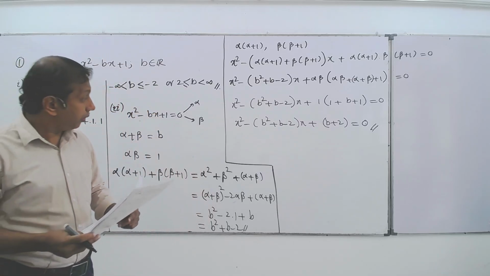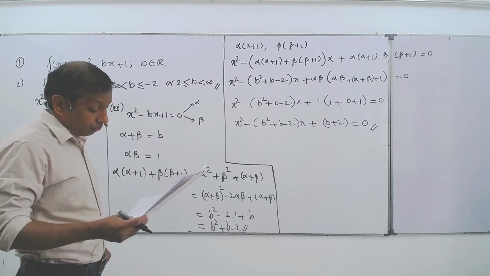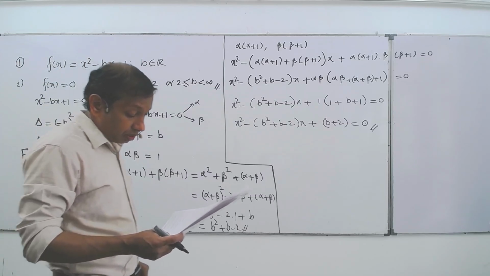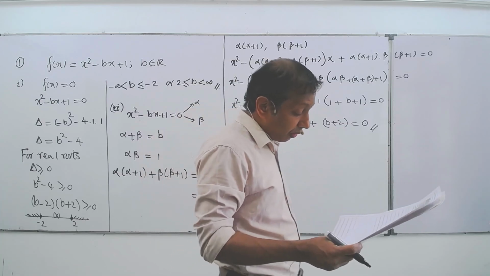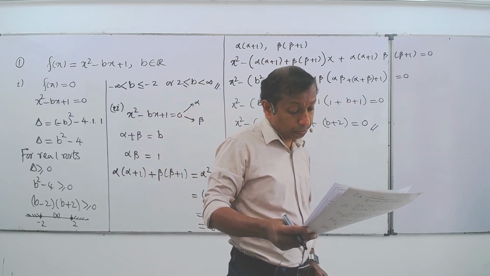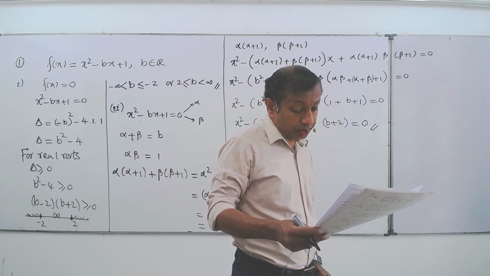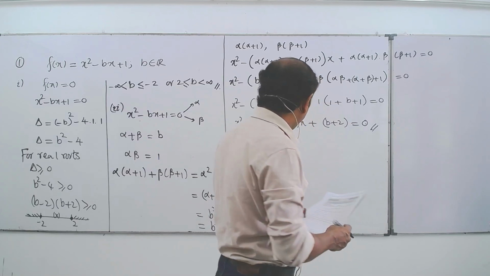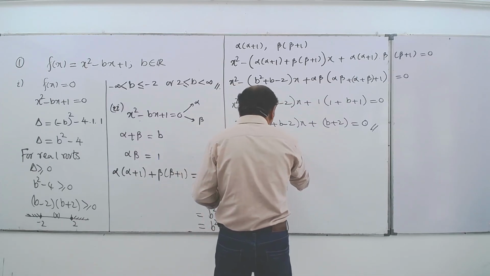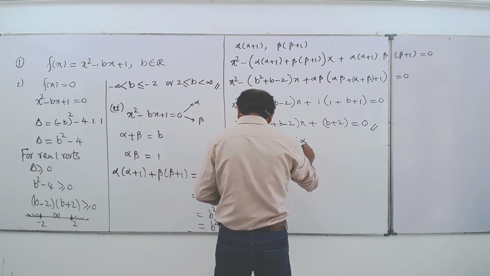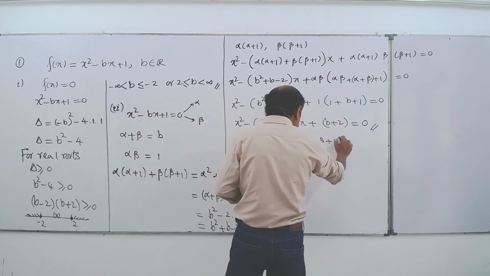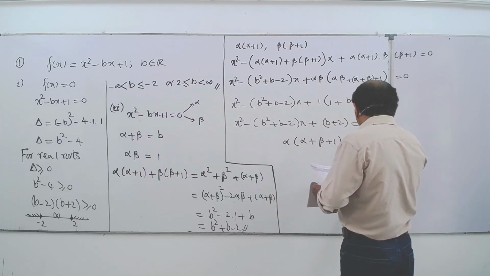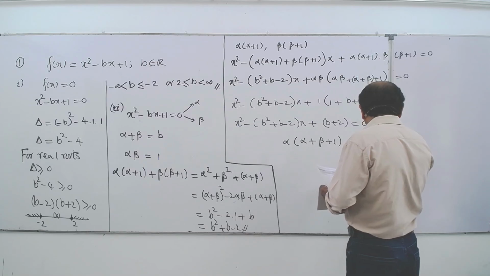Okay, next one is asking: using a suitable substitution or transformation, deduce that the quadratic equation having alpha times (alpha plus beta plus 1) and beta times (alpha plus beta plus 1) as roots is this. Yes. Then the two roots are given. One is alpha times (alpha plus beta plus 1). The other root is beta times (alpha plus beta plus 1).